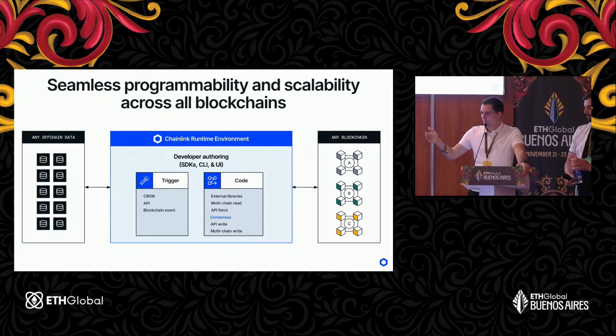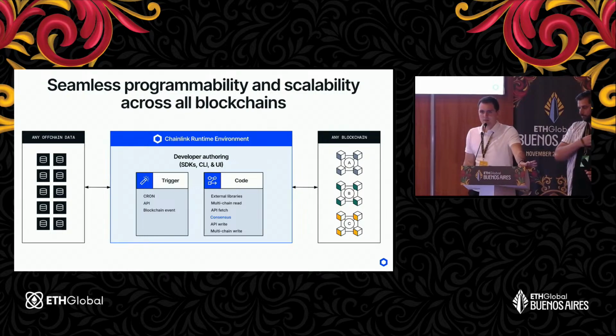You can read from chains, as we saw, like from multiple chains. You can API fetch, HTTP get, put, post requests. Richer consensus, not only median, there's like several different consensuses available to you. We'll show you that as well. API write, which is an HTTP post, chain write, and more and more. So that essentially, in essence, is what Chainlink Runtime Environment is, and it's all secured by the same DONs we used to in the Chainlink platform in general.